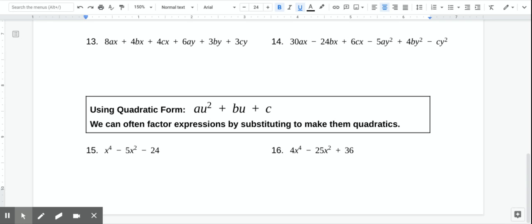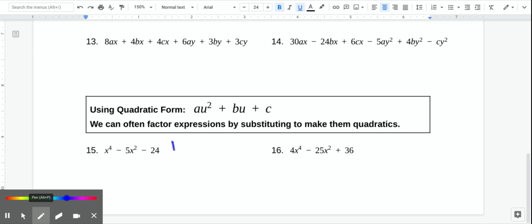The last type of factoring is called a quadratic type. Normally when we factor quadratics, we have something squared, like x squared, and then something in x, and then your constant term. Now, there are times that we end up with something that looks sort of like it, but not quite. And that's what we see here in number 15. We have x to the fourth minus 5x squared minus 24.